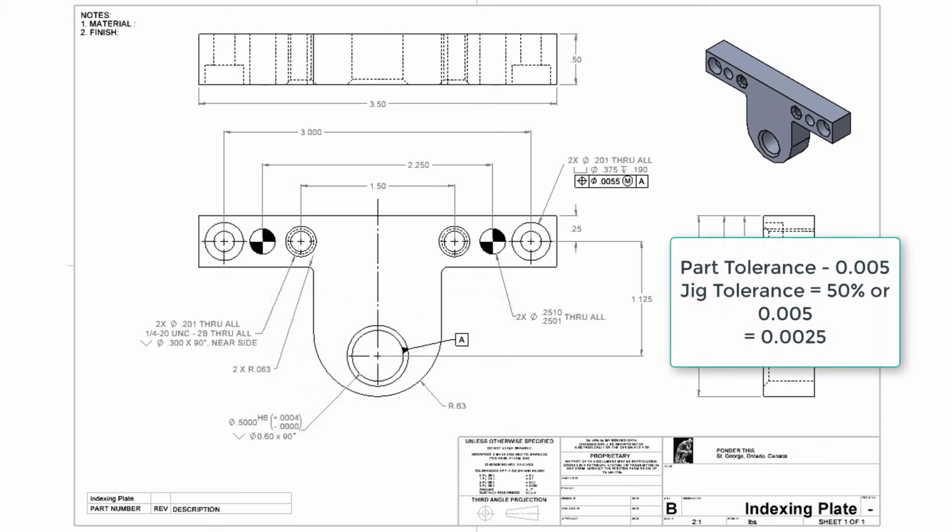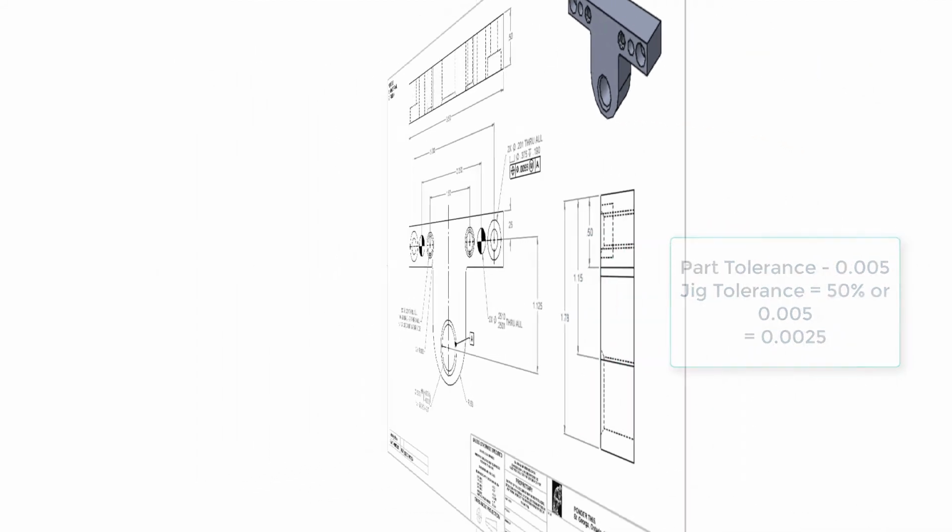Now that we know our part tolerances, we can use our 20 to 50% rule to figure out our jig tolerance. Because 50% is still quite a tight tolerance, we won't bother with the 20%, meaning the 1.125 dimension can have a tolerance of 2.5 thou on our drawing.